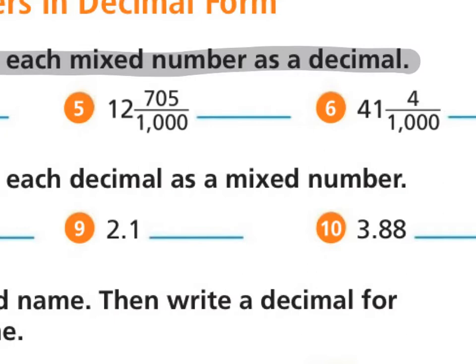Now let's write it. 12 and 705 thousandths. Notice my 7 is in my 10th spot, my 0 is in my 100th spot, my 5 is in my 1000th spot, which is why I say thousandths as I'm reading the word.